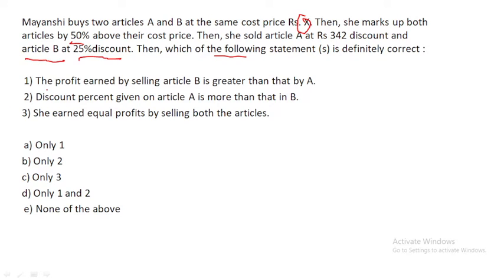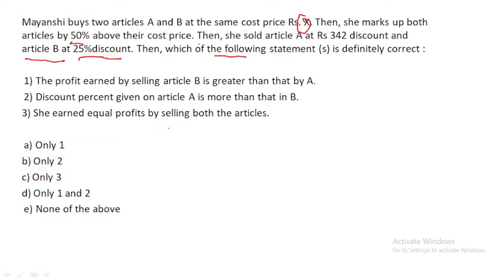And our statements are: Statement 1, the profit earned by selling article B is greater than that by A. Statement 2, discount percent given on the article A is more than that in B. Statement 3, she earned equal profit by selling both the articles. And there are 5 options. We have to choose the right one. Now, let's get back to our question detail. What data is given to us? We will analyze that and then we will decide which statement will definitely follow or not.